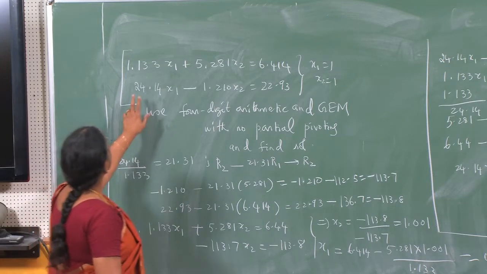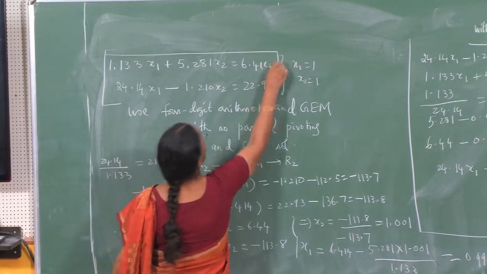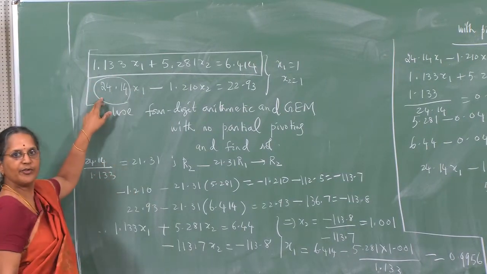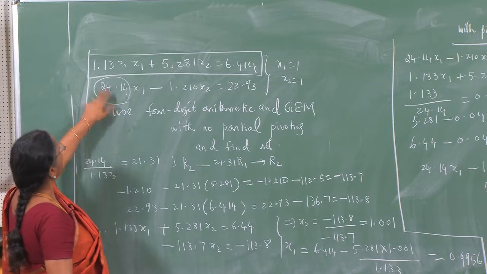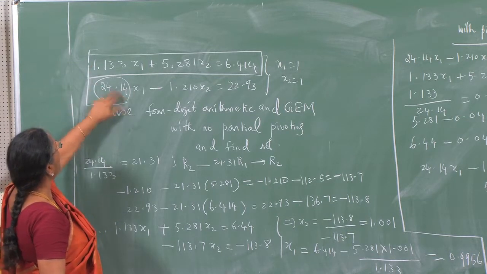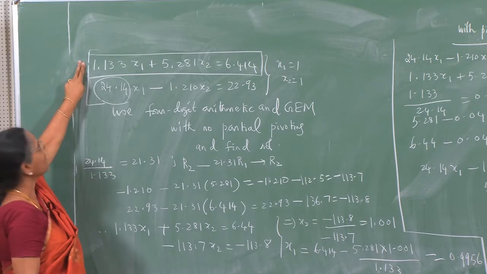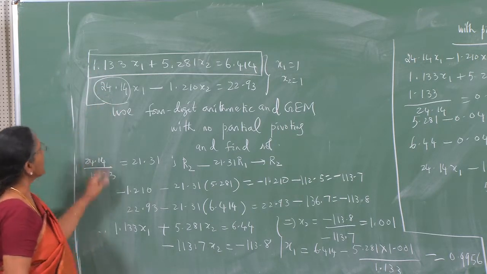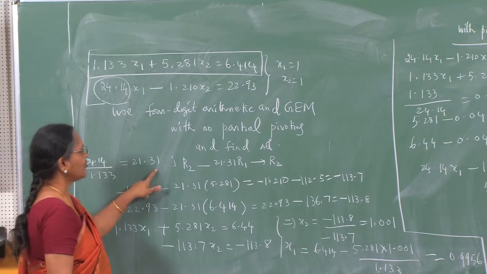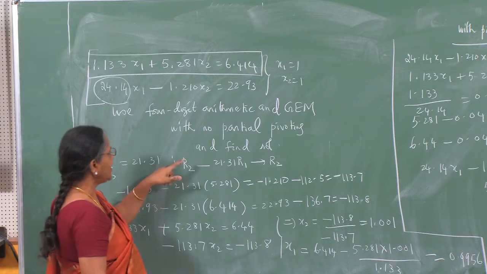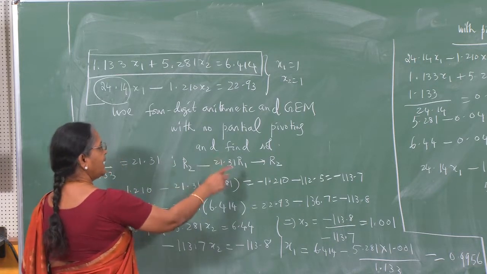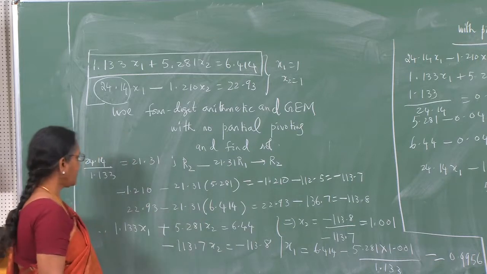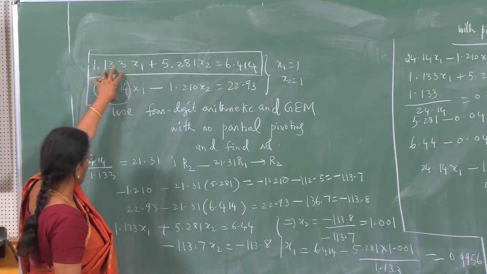So, what do I do? I have to take the first equation as the pivotal equation and then make the coefficient of x1 in the second equation to be 0. What do I have to do? I have to multiply the first equation by 24.14 by 1.133 and subtract it from the second equation. When you do that, coefficient of x1 will be 0. And what is it? It is 21.31. So, what is the elementary row operation that you perform? The new R2 is obtained by subtracting from old R2 21.31 times the row R1. So, the coefficient of x1 will be 0.